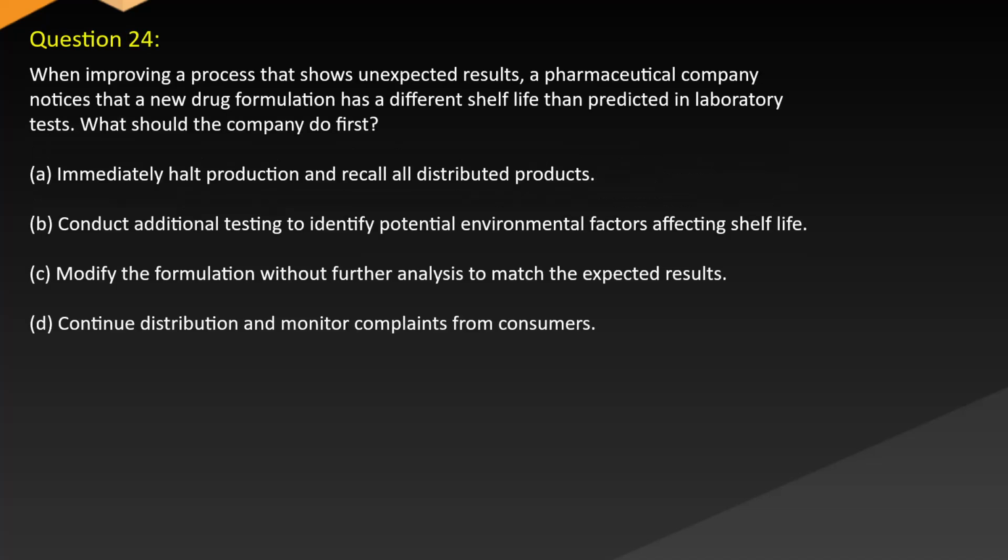Question 24. When improving a process that shows unexpected results, a pharmaceutical company notices that a new drug formulation has a different shelf life than predicted in laboratory tests. What should the company do first? A. Immediately halt production and recall all distributed products. B. Conduct additional testing to identify potential environmental factors affecting shelf life. C. Modify the formulation without further analysis to match the expected results. D. Continue distribution and monitor complaints from consumers.